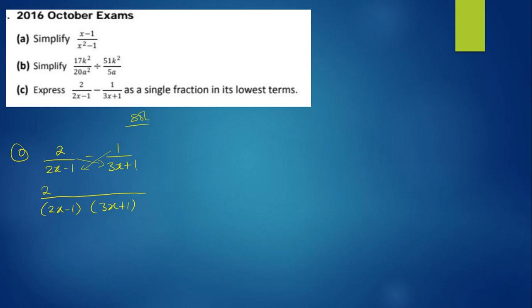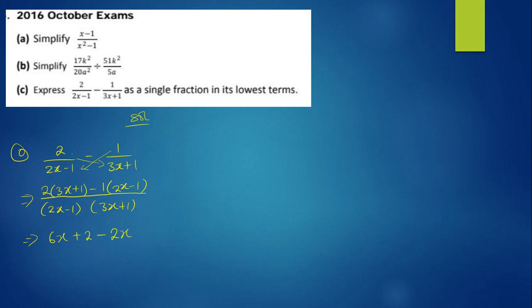So here, what do you do? You're going to write 2 (3x plus 1) like that, minus, and then here you're going to have 1 times (2x minus 1) like that. And then once you're having this, you can multiply now. You multiply 2 times everything in the bracket. So you're going to have 2 times 3x, so you're going to have 6x like that, plus 2 times 1, that's 2, then minus, what is 1 times 2x? So that's negative 2x like that.